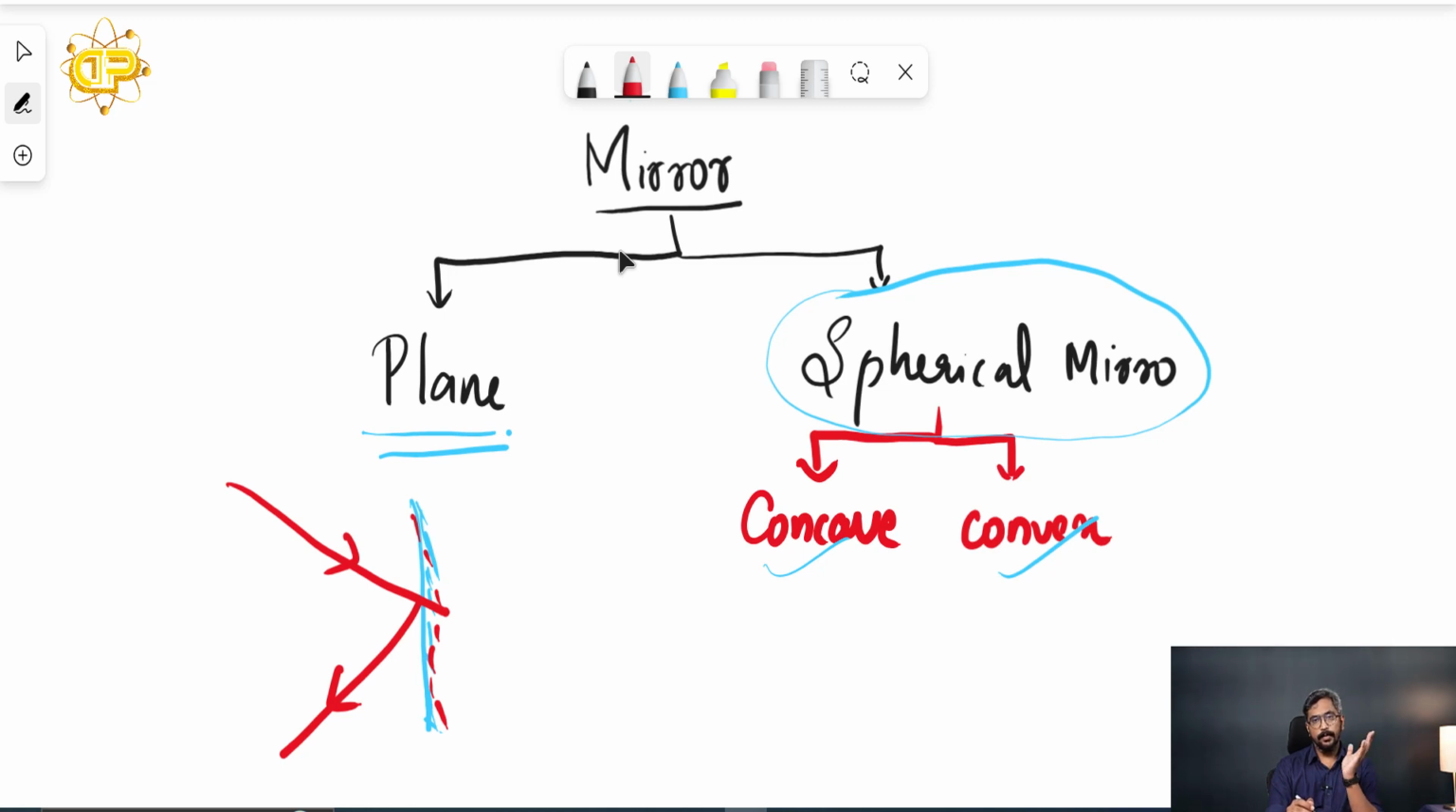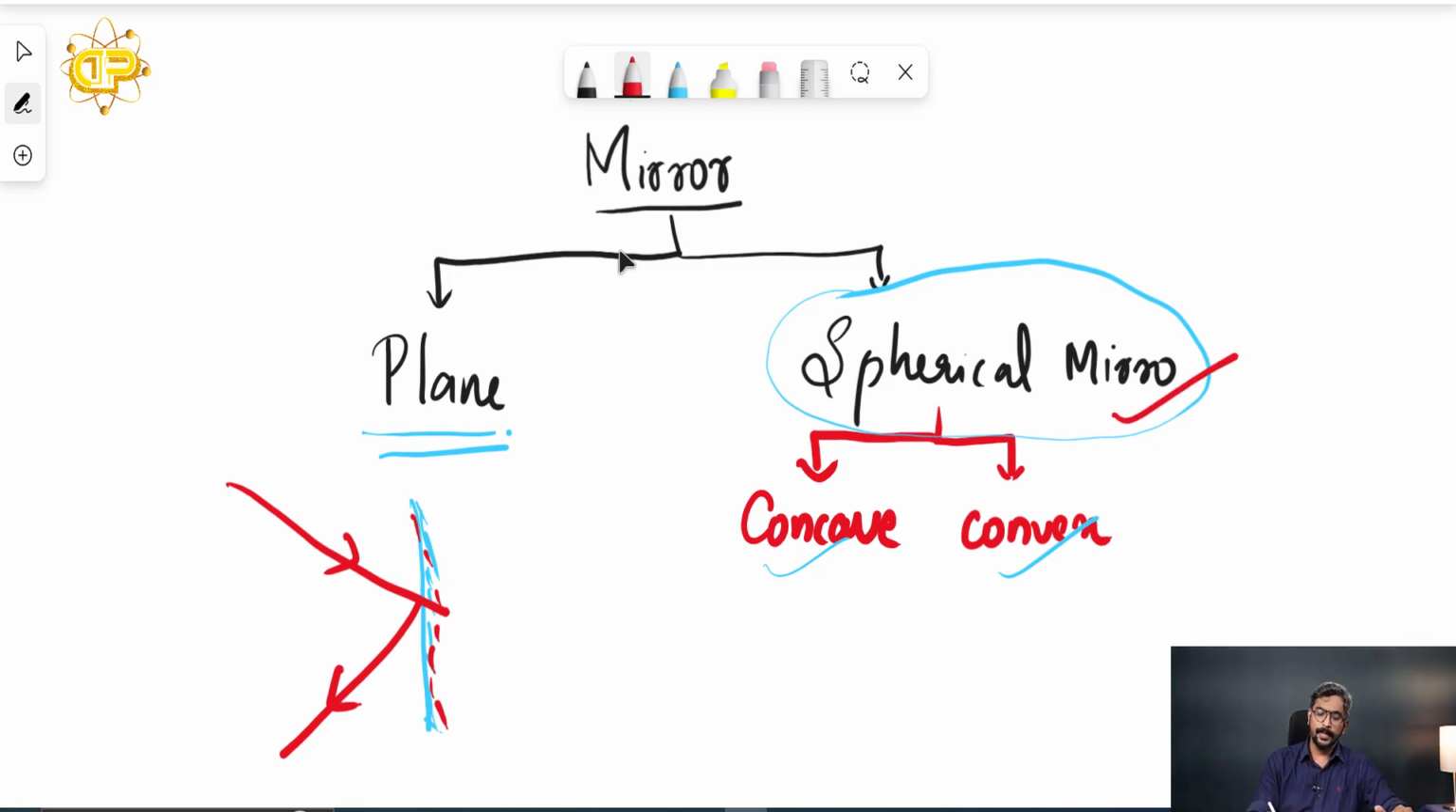You take a transparent plain glass, and on one side you coat it with silver so that maximum reflection takes place there, and further a paint coat is also given on that side. So you make one mirror out of that. This is in the case of a plane mirror.